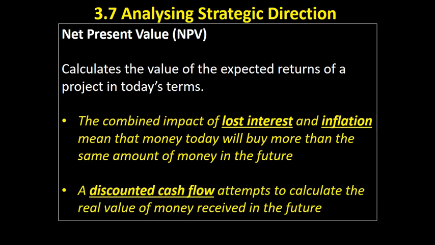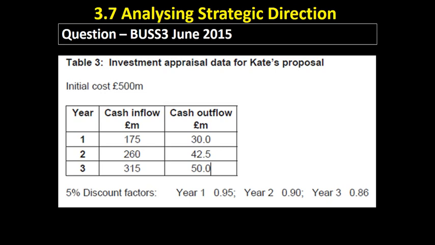So a discounted cash flow attempts to calculate the real value of money received in the future. In other words, the value of money in the future in today's terms, what that money would buy me today if I had that money now. If I'm going to receive £1,000 in 2 years' time, that £1,000 won't buy me the same amount as £1,000 will today. So how much is that actually worth in today's money? It's going to be worth less because it will buy me fewer goods and services in the future.